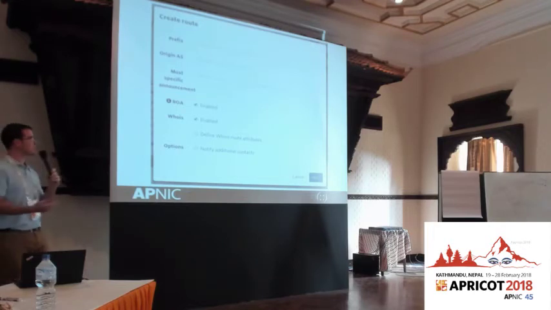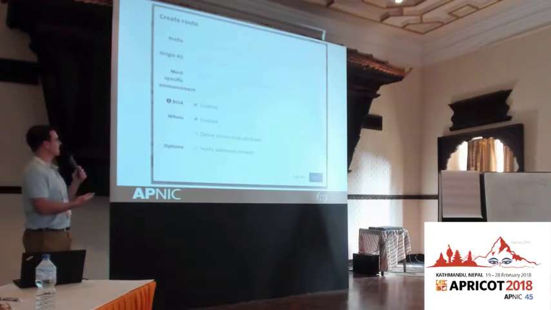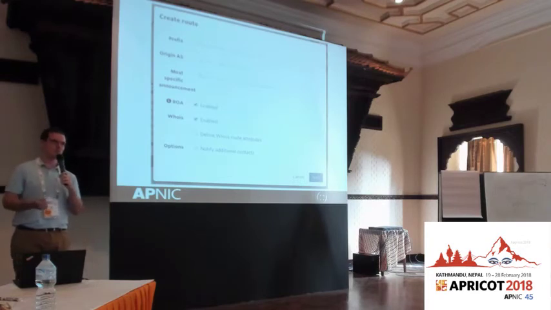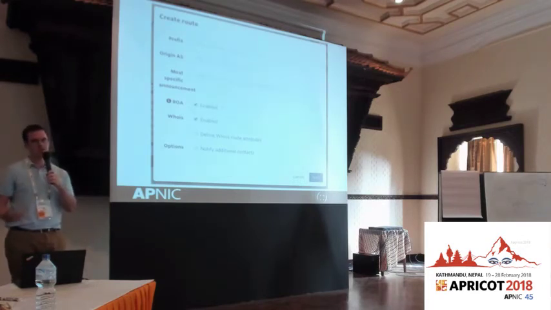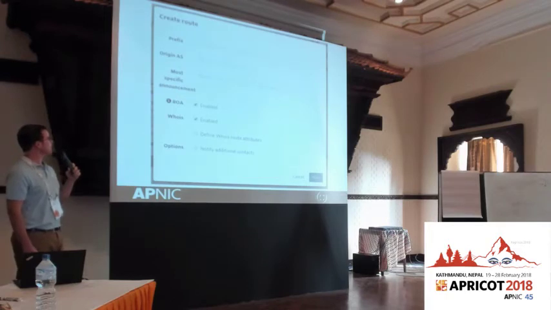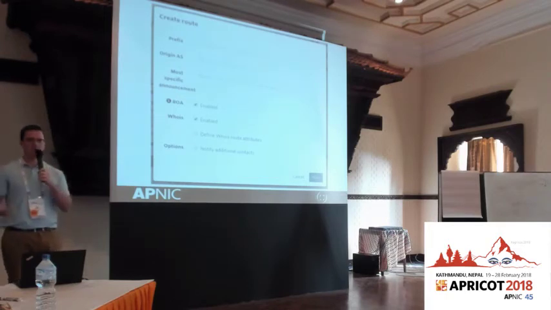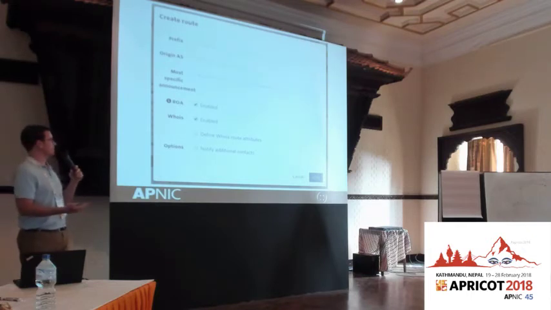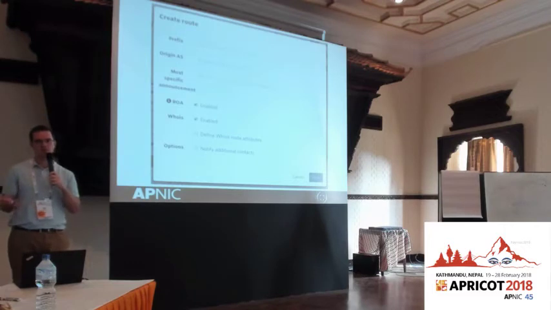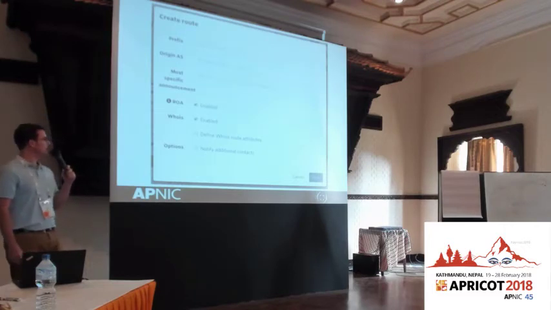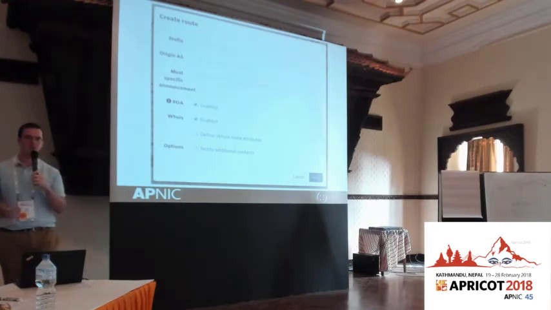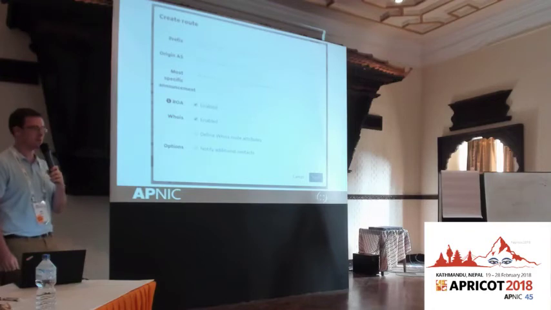So for example, if you have a route for a /22 and you set most specific announcement to 24, then you'll get 7 objects in Whois. So you get 1 for the /22, 2 for the /23s, and then 4 for the /24s. The next 2 options are about what you want to create for the route, so a ROA and a Whois object. You can enable or disable those on a per route basis. And the other 2 are, well, one is for extra attributes, and one is if you want to email somebody and let them know that this has happened.